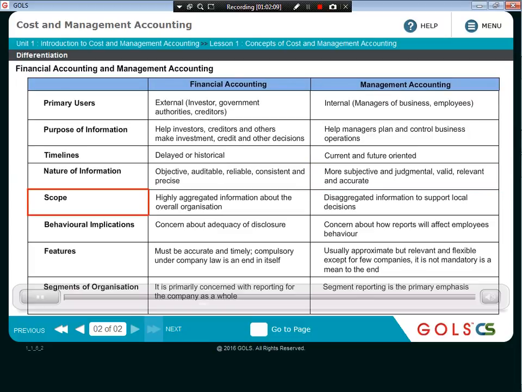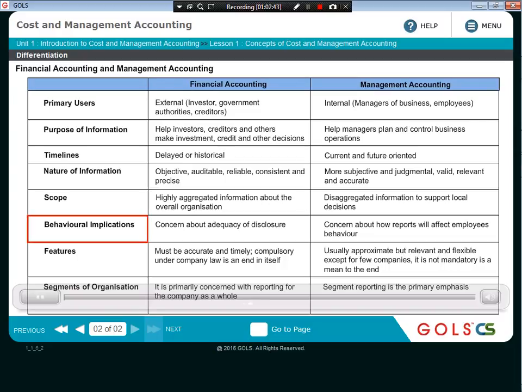The scope of financial accounting is highly aggregated information about the overall organization. It does not relate to a particular part, center or department of the organization. It is related to the entire organization. But management accounting provides disaggregated information to support local decisions. As per the requirement of management, the information can be provided by preparing a necessary analysis, a statement as well as a presentation.